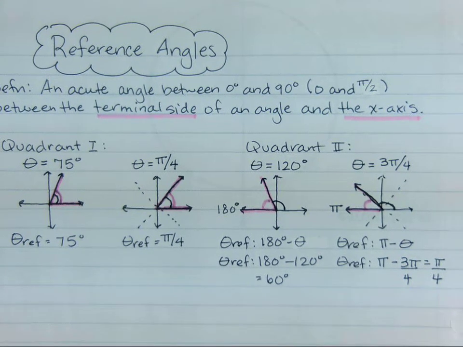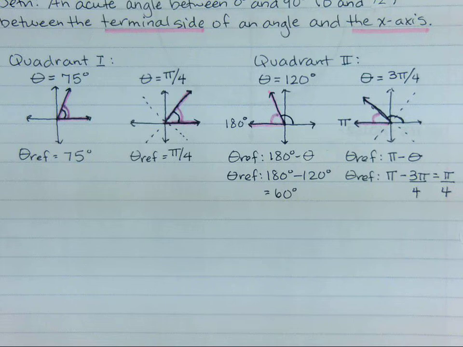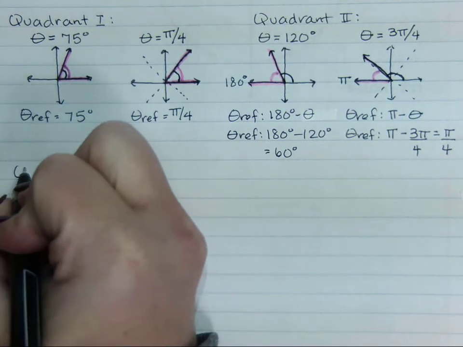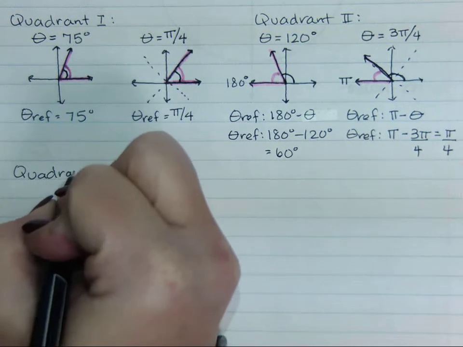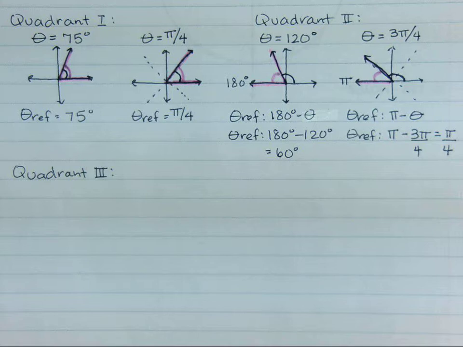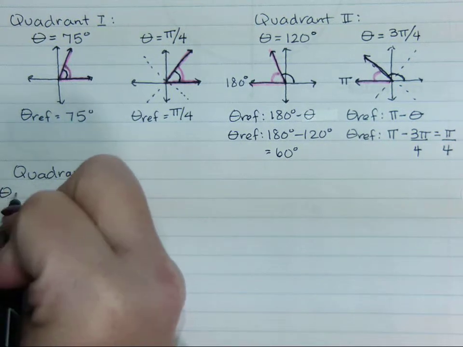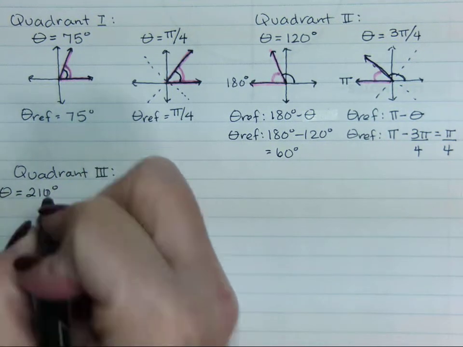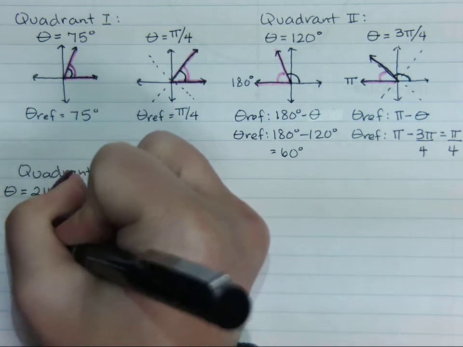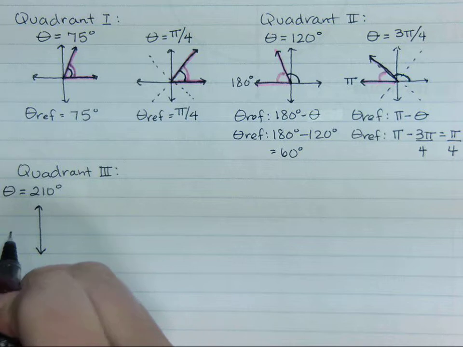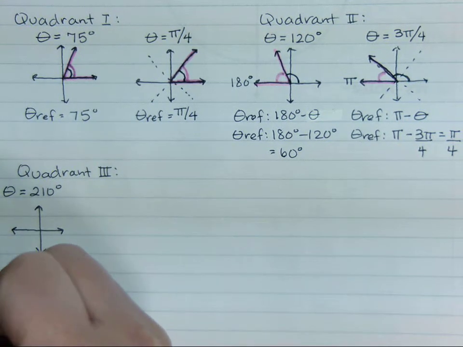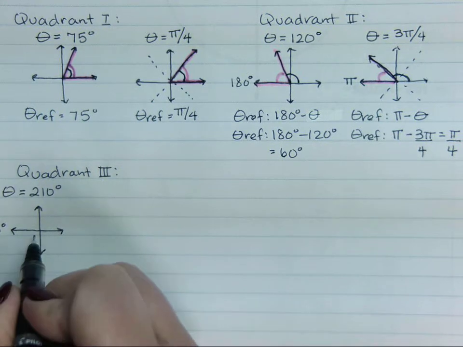So things change just slightly when we have an angle in the other two quadrants, but it's very similar. All right, and so if I am in quadrant number 3, again, now I need an angle in quadrant 3, so I'm going to let theta be 210 degrees. And again, I want to sketch that. And these should be really quick sketches. And again, this would be 180 degrees, and so 210 is just slightly past that.